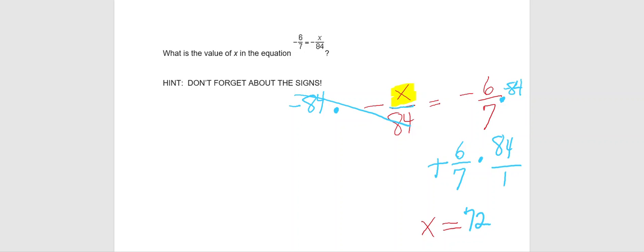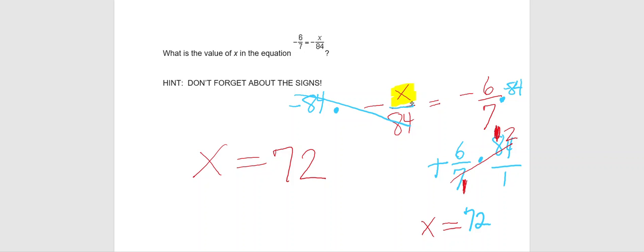Or I could cross simplify because 7 and 84 are both divisible by 7. 7 divided by 7 is 1. 84 divided by 7 is 12. And then I would just be left with 6 times 12, which is also 72. So the value of x in this problem is positive 72.